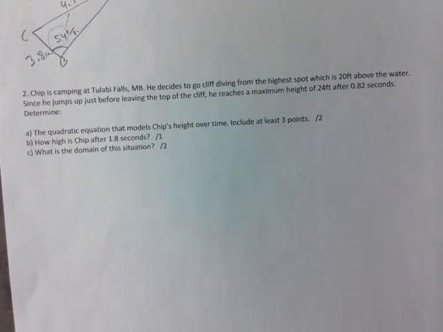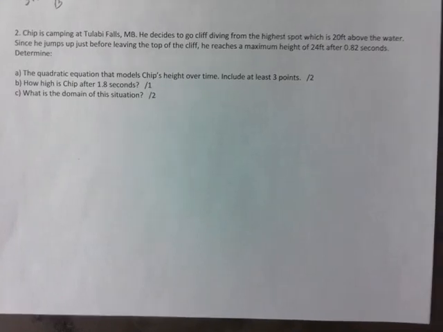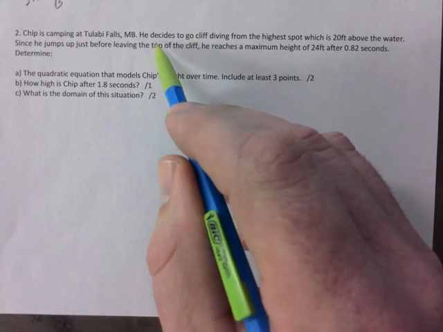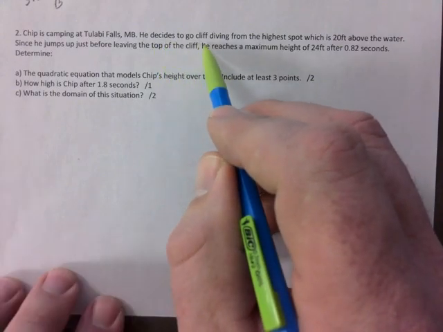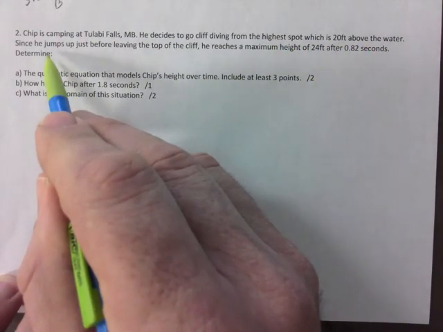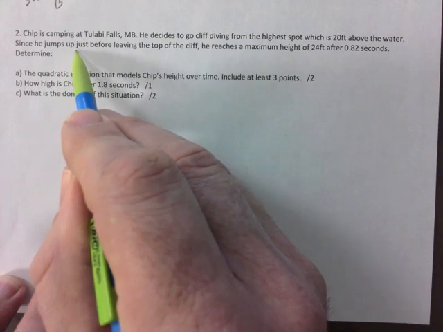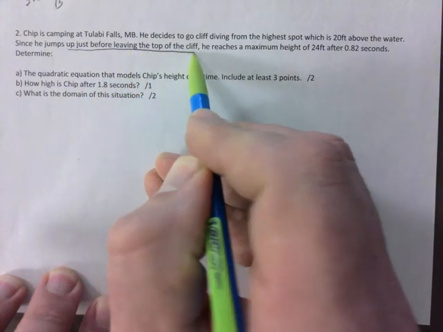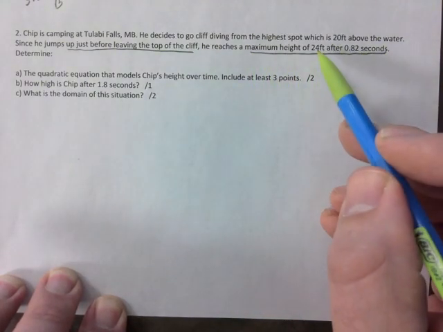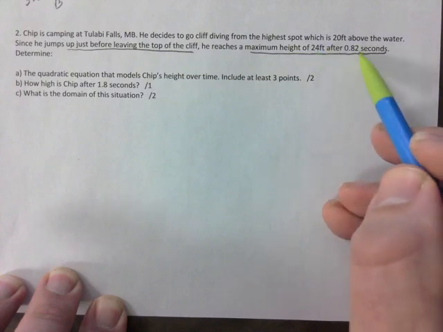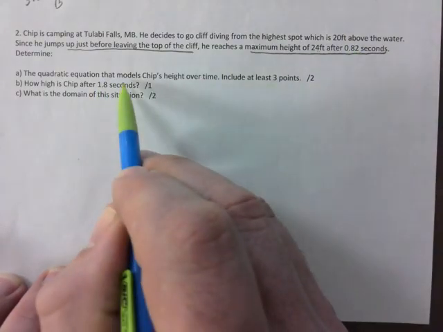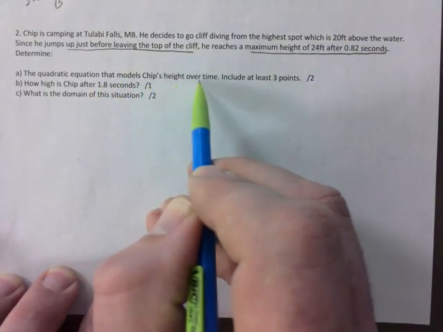Next, let's see, this is a classic quadratic. Chip is camping. He decides to go cliff diving from the highest spot, which is 20 feet above water. Since he jumps up just before leaving the top of the cliff, he reaches a maximum height after this. So this could be height and distance, horizontal distance, but in this case it's time and height. Determine the equation that models Chip's height over time.